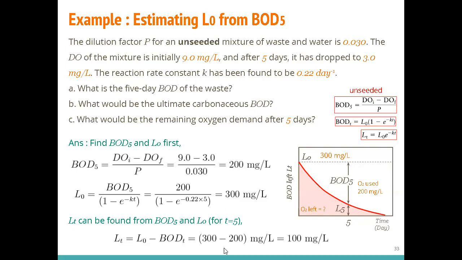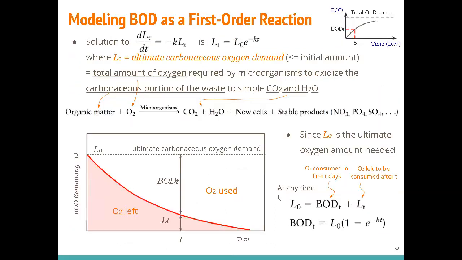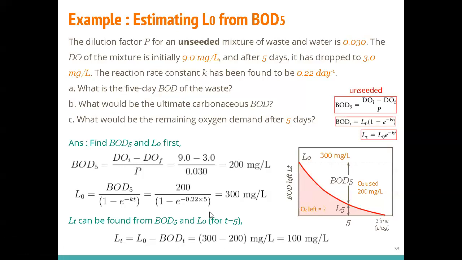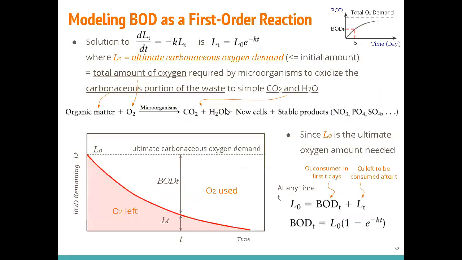This should be L. Okay, now you can find L at L0. They're asking you, what is the 5-day BOD of the waste? So it's 200. What would be the ultimate carbonaceous BOD? So the ultimate carbonaceous BOD is this one, L0.